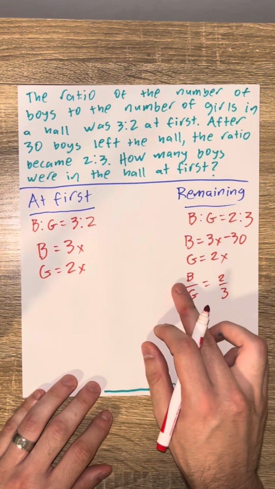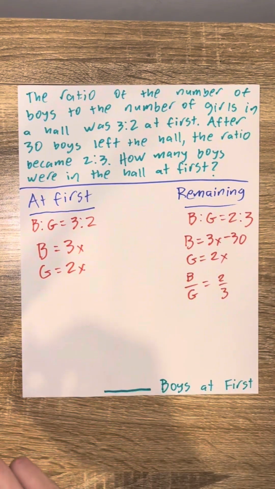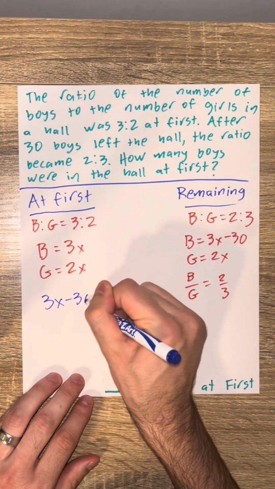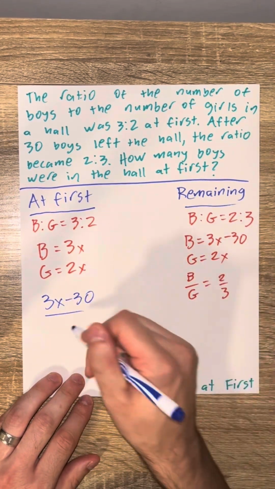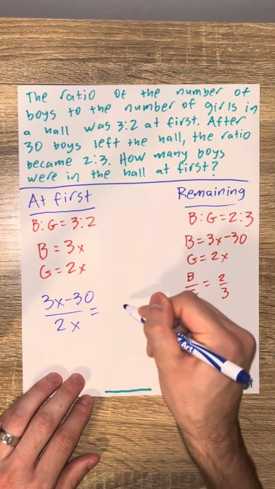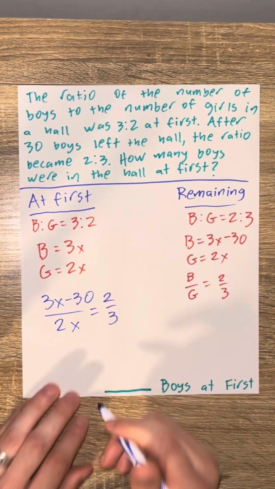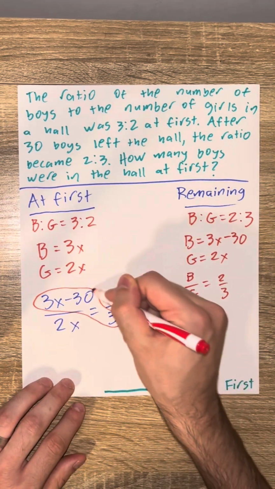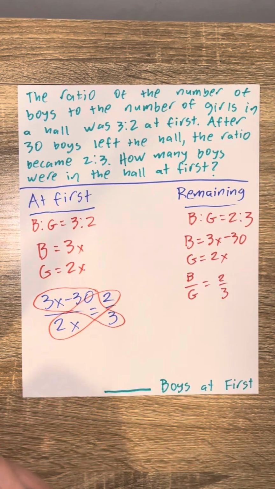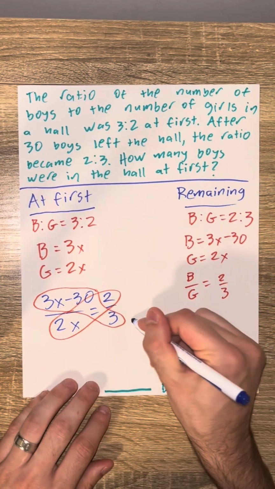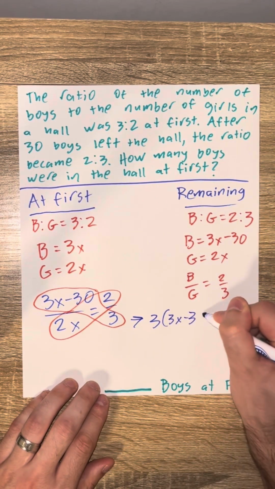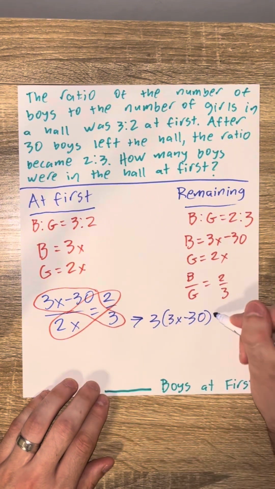Now, the number of boys, right, remaining was 3x minus 30. So let's do 3 times x minus 30 over the number of girls remaining, 2x, is equal to 2/3. Now, we can just use cross multiplication to solve for x. Right, so we will do 3 times 3x minus 30 and set this equal to 2 times 2x.